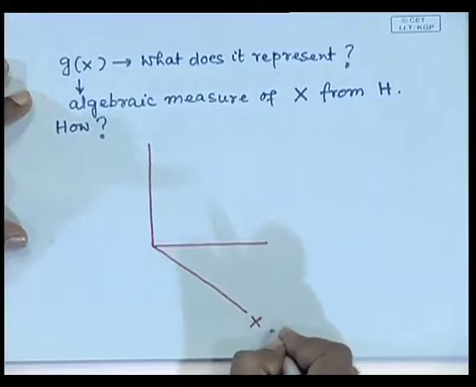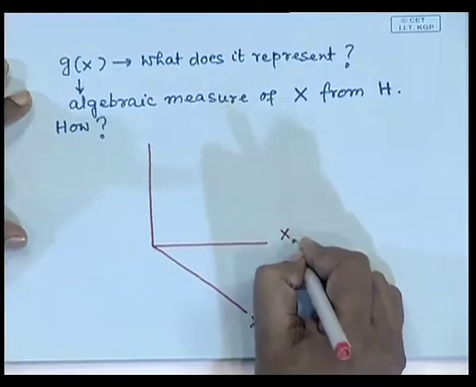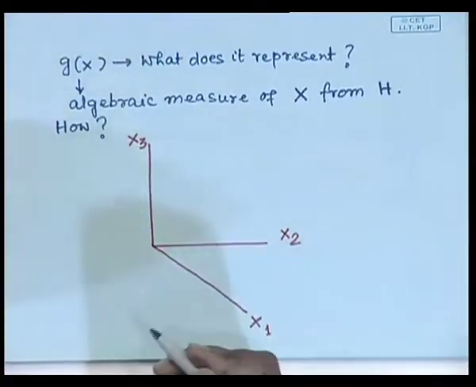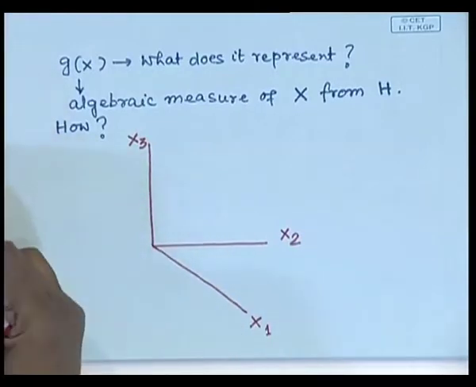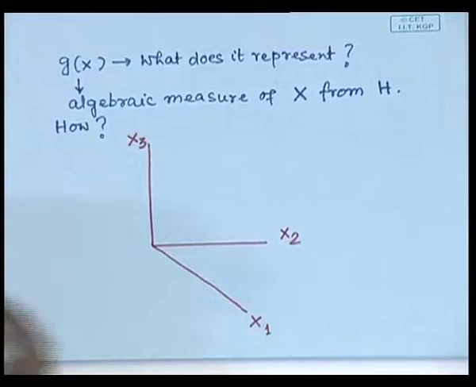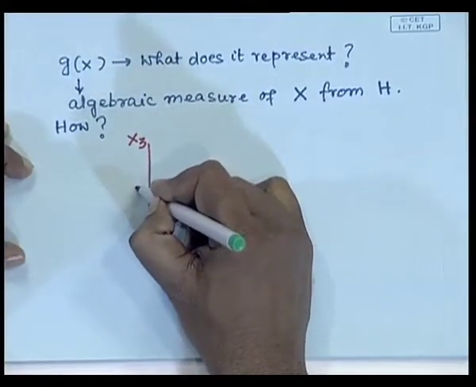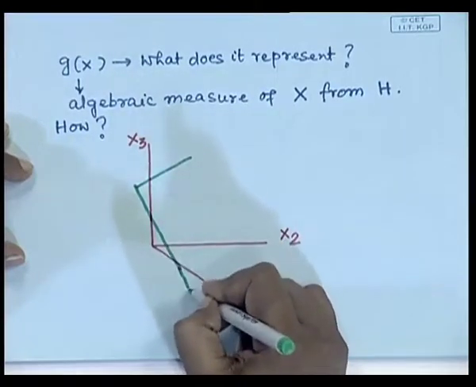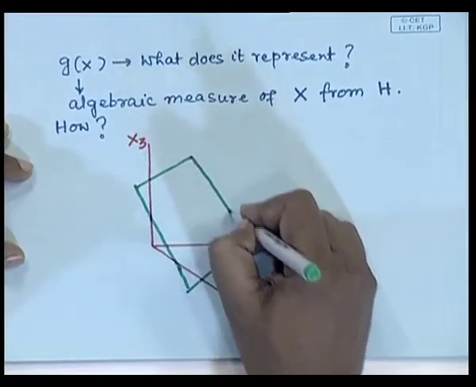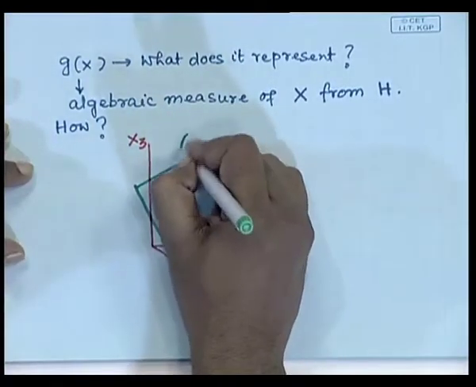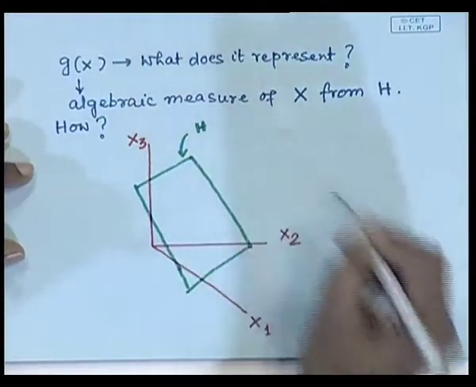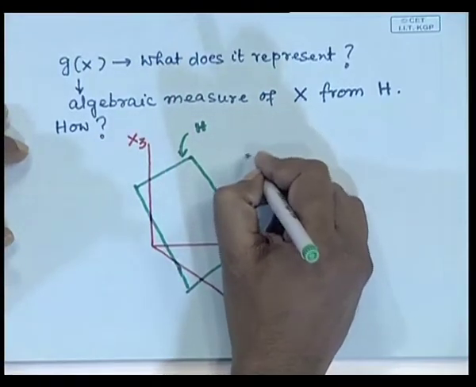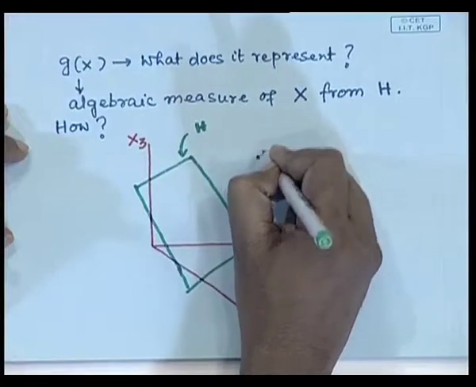So, I have a 3 dimensional space with the vector components represented by x 1, x 2 and x 3. Okay. Suppose I have a decision surface, so something like this, in this 3 dimensional space. So, this is my plane H. Okay. And let me take a point x somewhere over here.